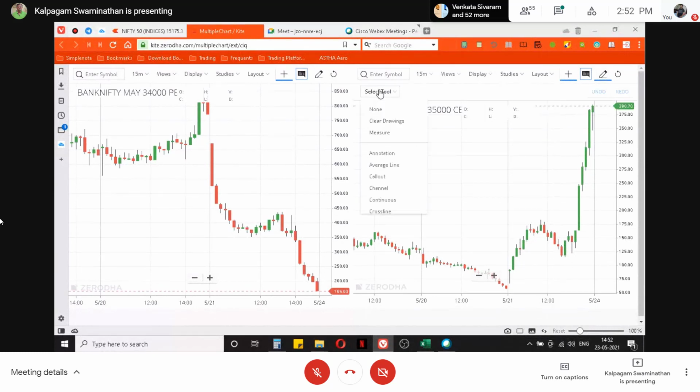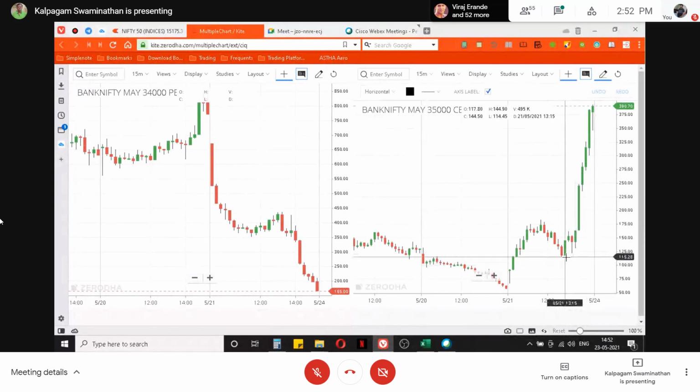Let me mark the stop loss here also. This green candle is your entry candle. Low of this is the stop loss. High of this is the entry price.